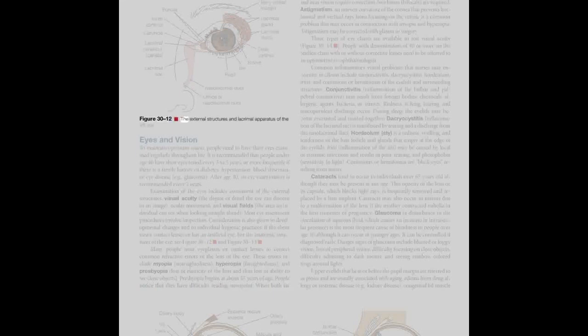Figure 30-12. The external structures and lacrimal apparatus of the left eye. Inner canthus, caruncle, lacrimal canaliculi, canals, lacrimal sac, puncta, nasolacrimal duct, orifice of nasolacrimal duct, pupil, iris, sclera, outer canthus, lacrimal ducts, lacrimal gland, bony orbital margin.